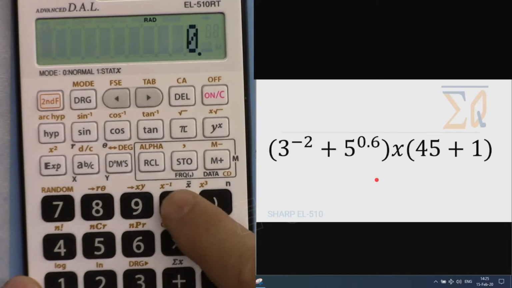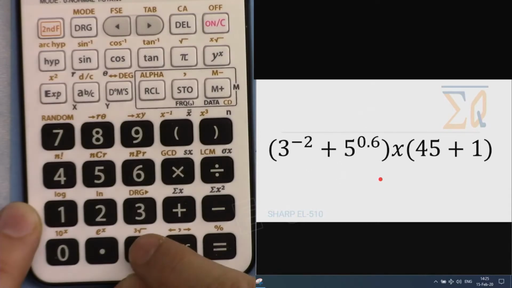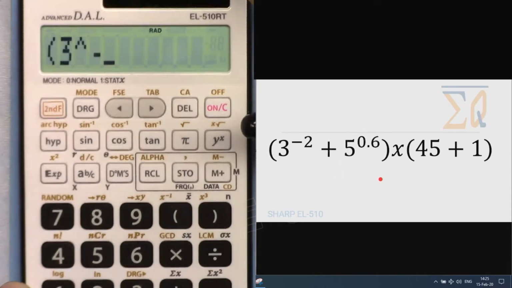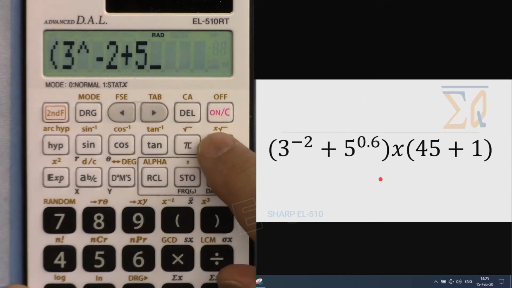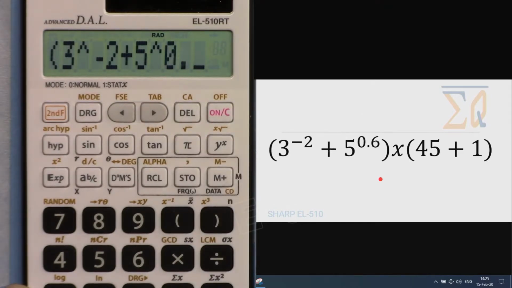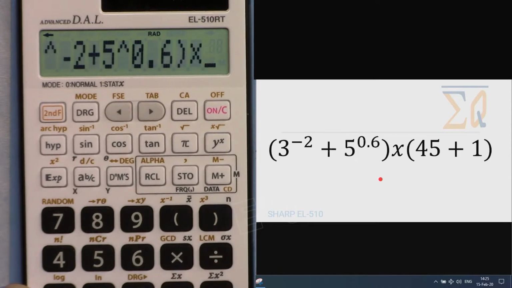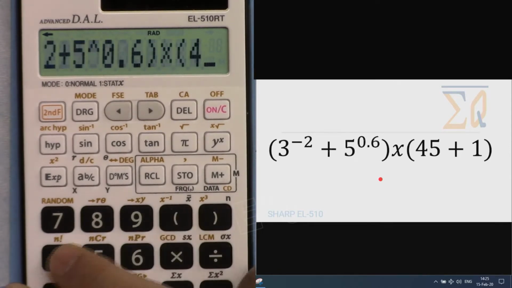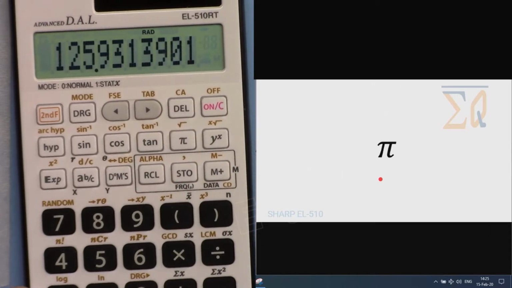Let's see how we can do this. Clear, open a parenthesis, 3 to the power minus, I'm using this minus, 2 plus 5 to the power 0.6, and then close parenthesis, multiply by open parenthesis 45 plus 1, and that's the value.